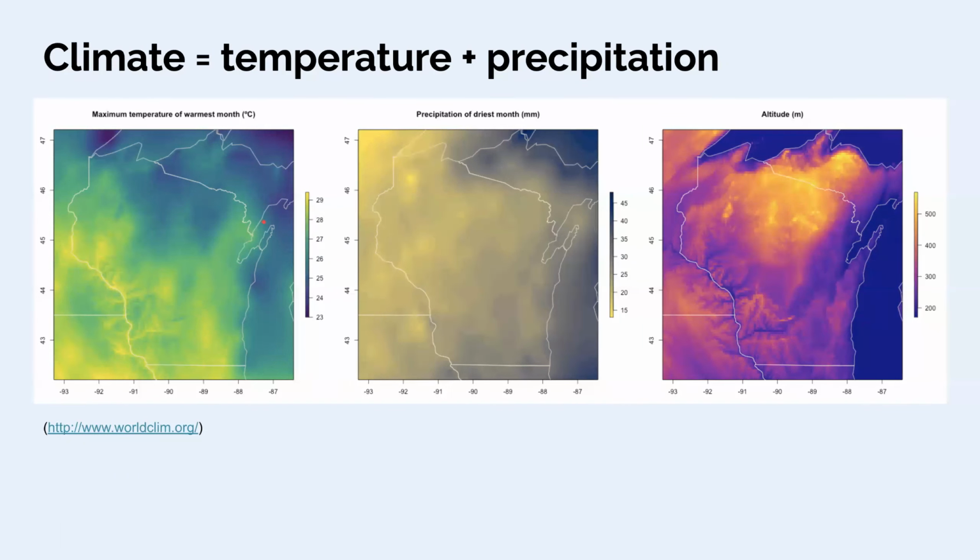So some of the bigger determinants, as we've seen, temperature, precipitation, and then altitude interacts with temperature a little bit. And sometimes these determinants of maximum temperature of the warmest month. So if you need a single value for a whole year, this is one kind of value you can get. You can also get the minimum temperature of the coldest month, and so on and so on.